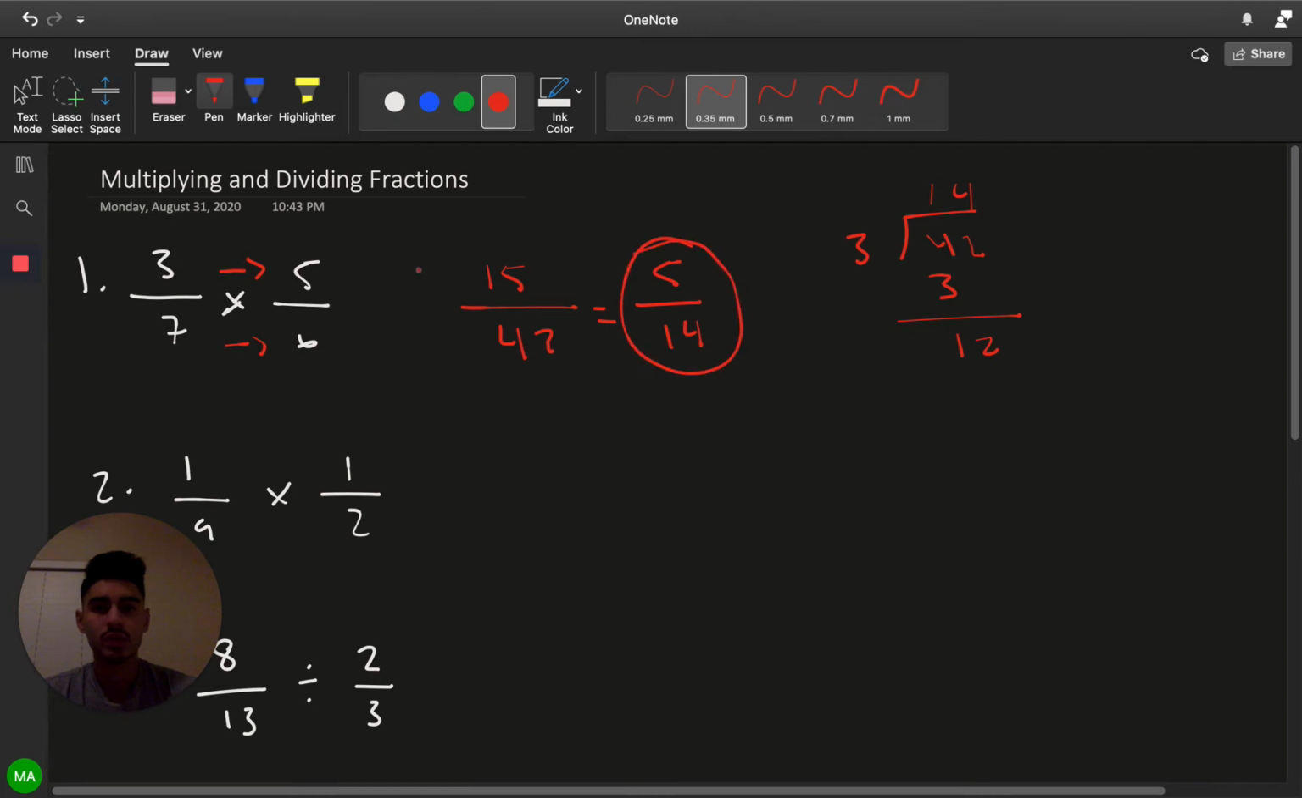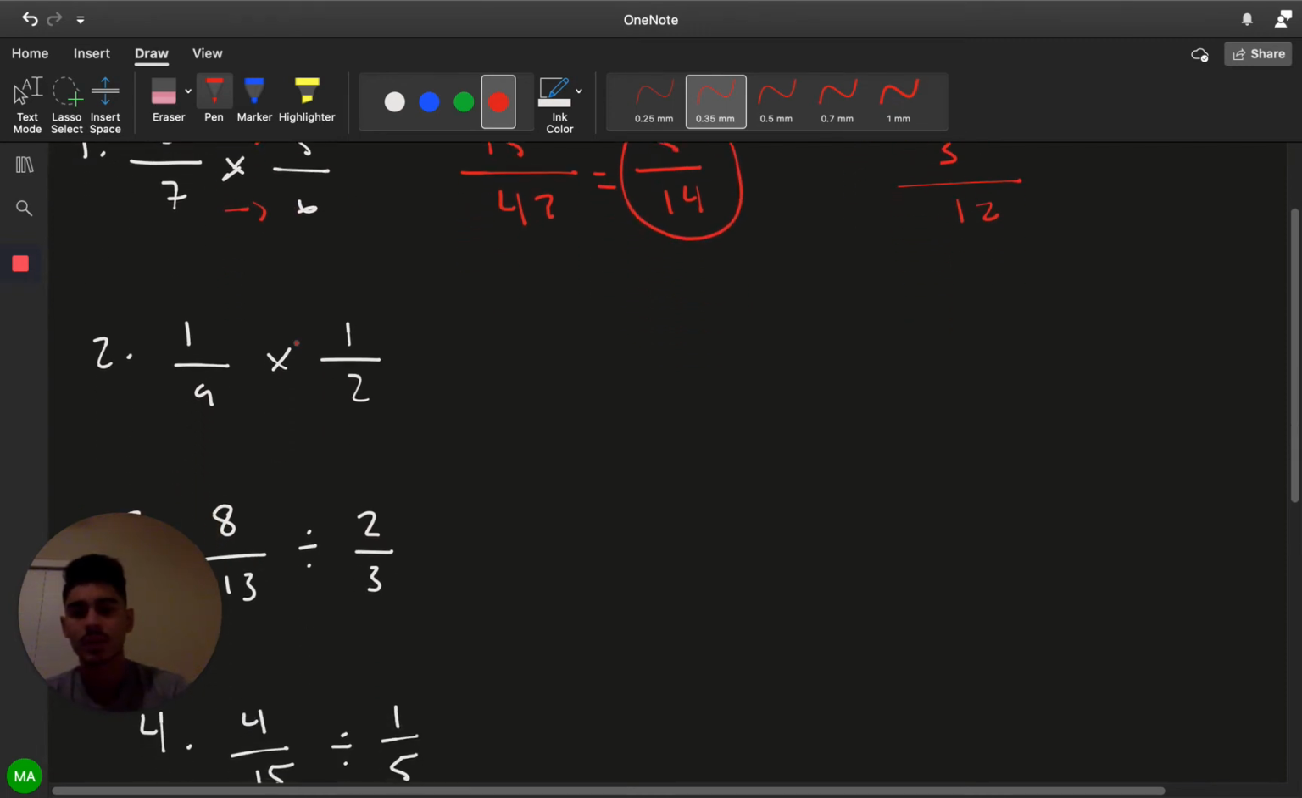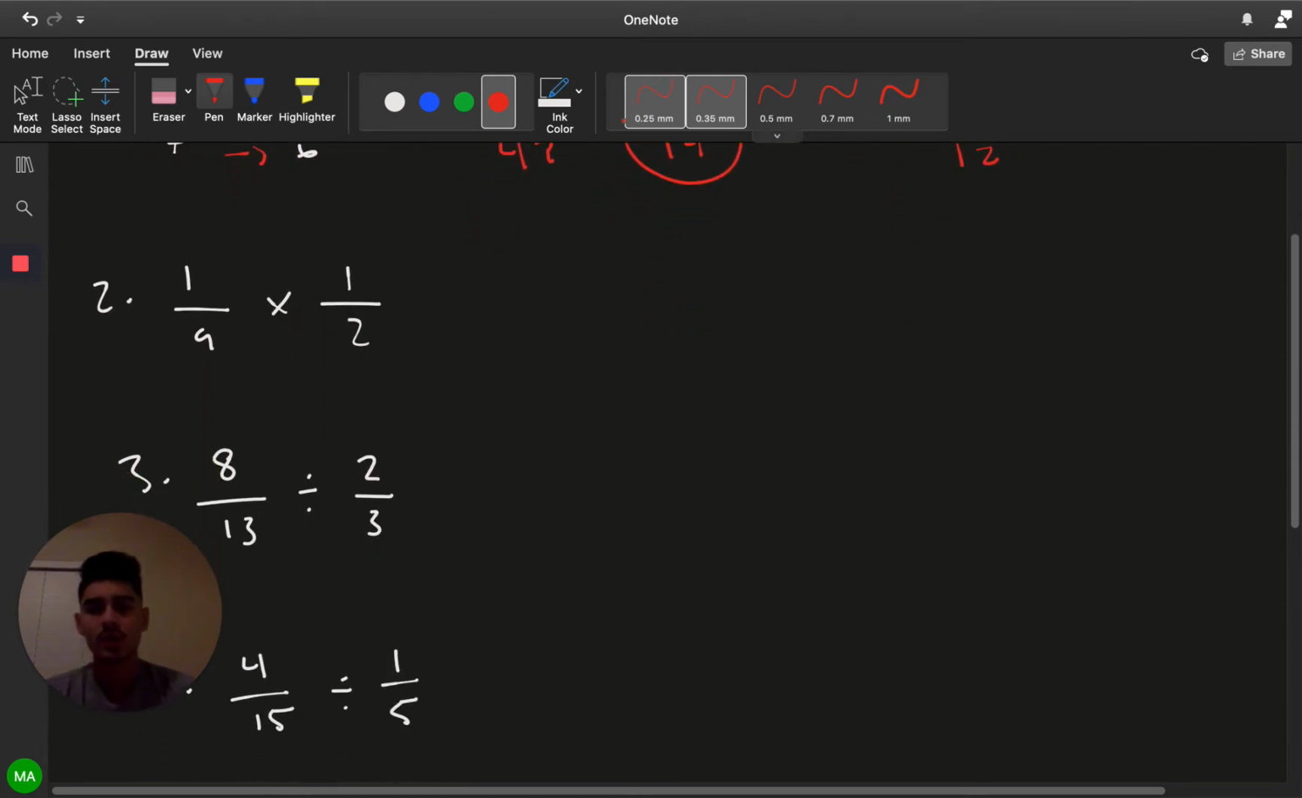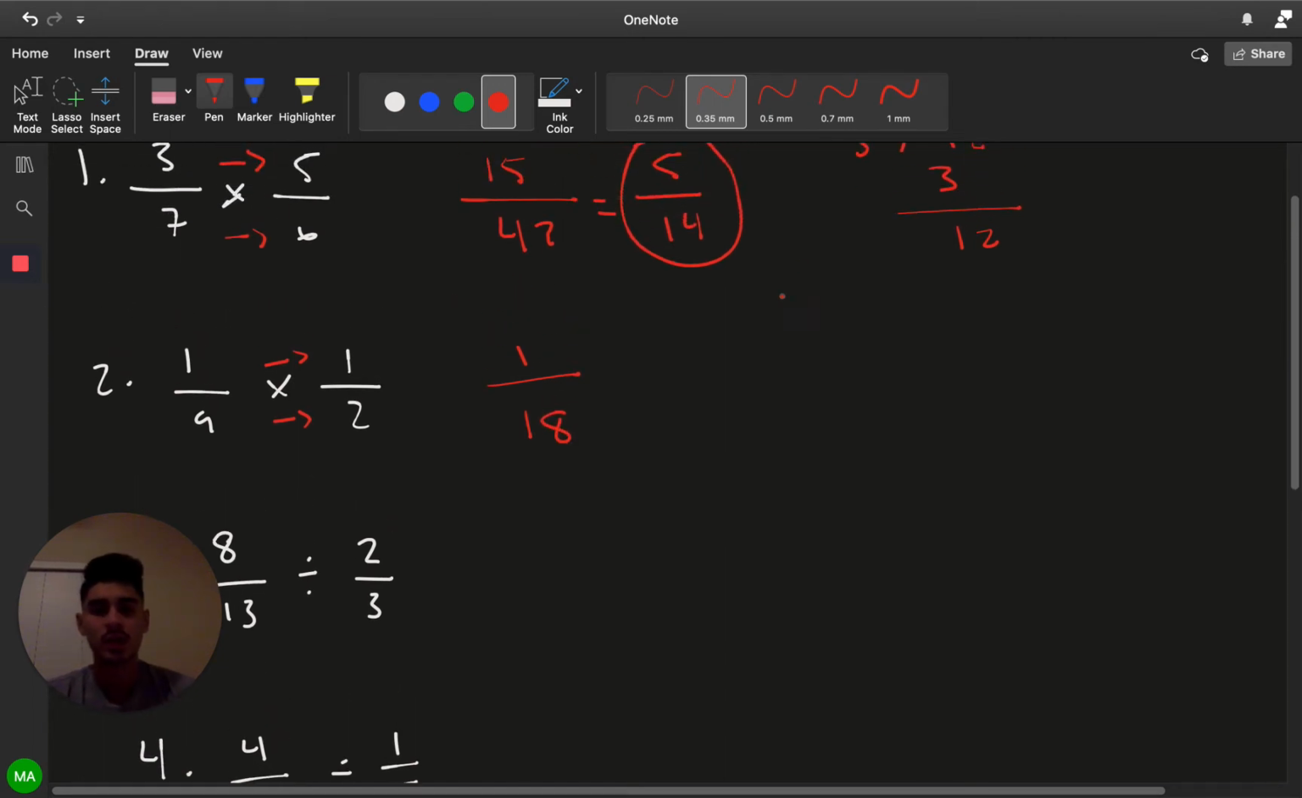So all we're doing is just multiplying straight across. So let's try that again. So we got 1 over 9 times 1/2. So if we multiply straight across, 1 times 1 is 1, and 9 times 2 is 18. We can't simplify this anymore, so that's pretty much all we can do. So this would be the answer for the second one.